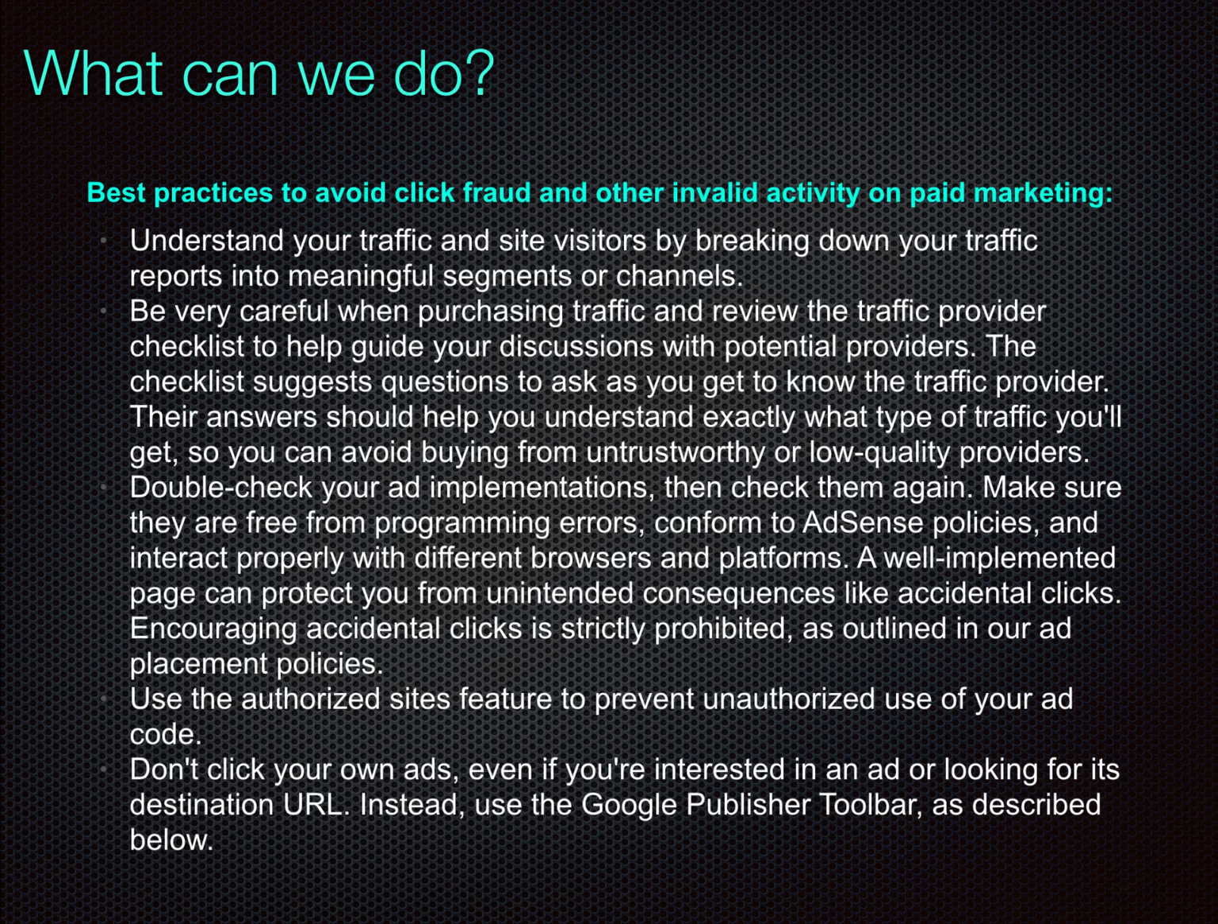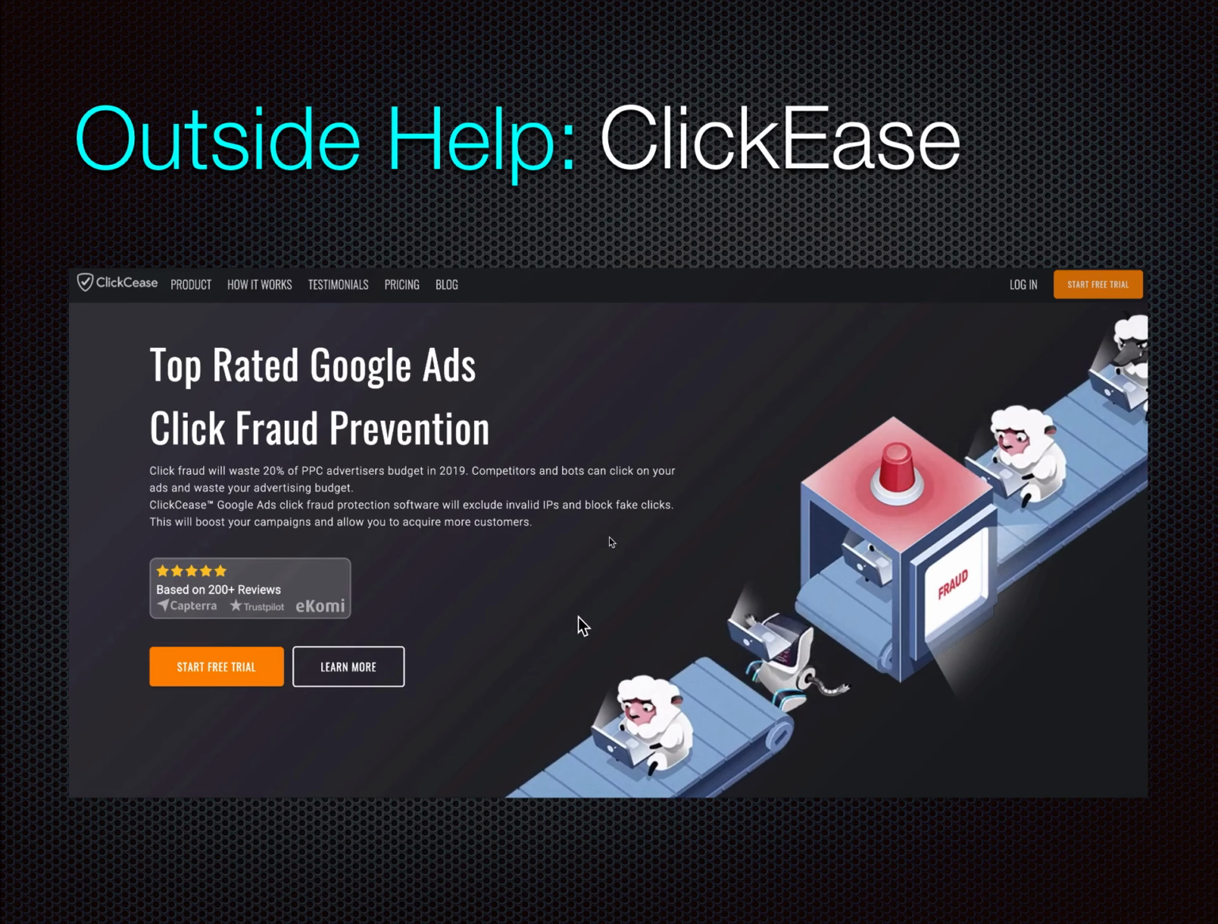You can also use authorized sites to prevent unauthorized use of code. There's ways you can protect what you've put out there and keep it from being manipulated or changed. And of course, remind your internal team, don't click your ads, even if they're interesting, even if you haven't seen it, you wonder what it says. You want to go through your Google Publisher toolbar and make sure that you're using the right strategy to manage those things. There's also the option of getting outside help.